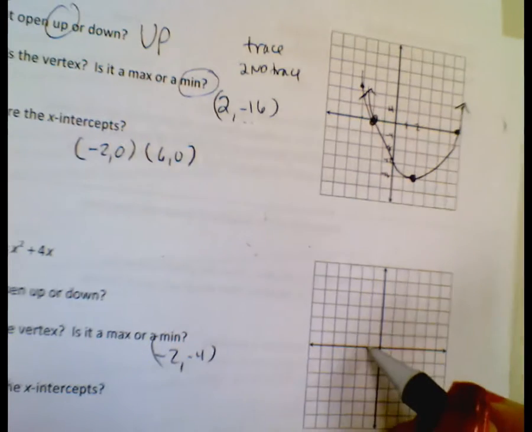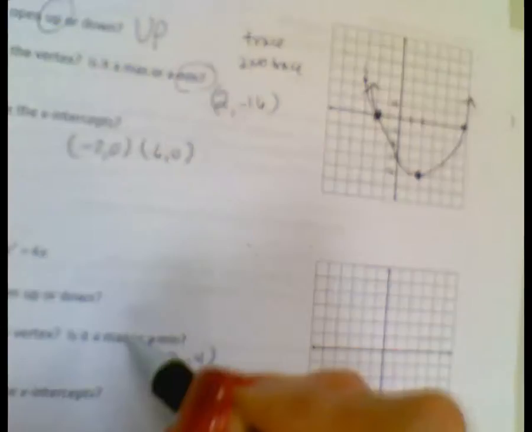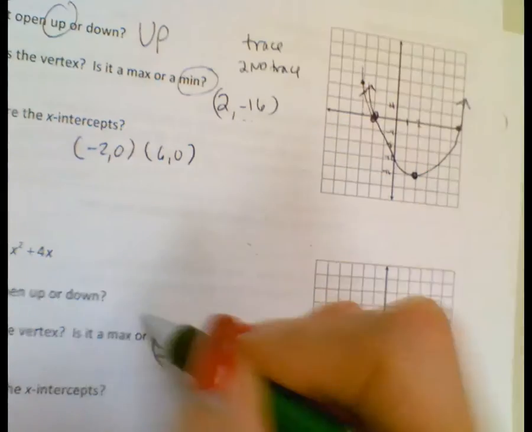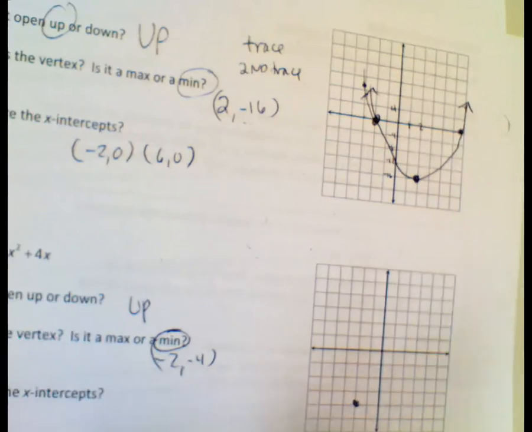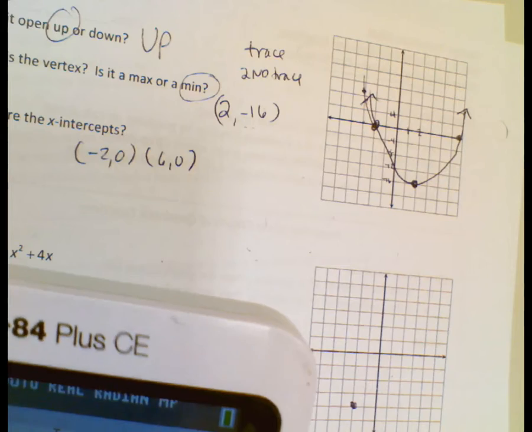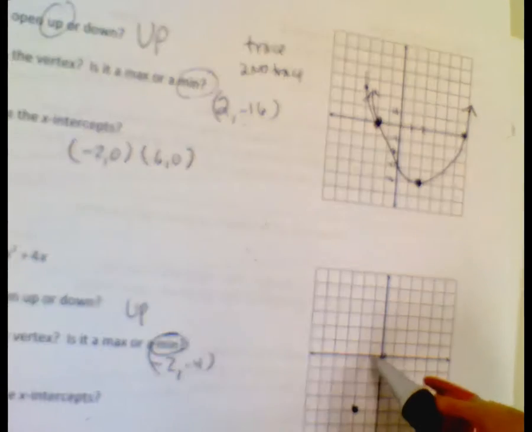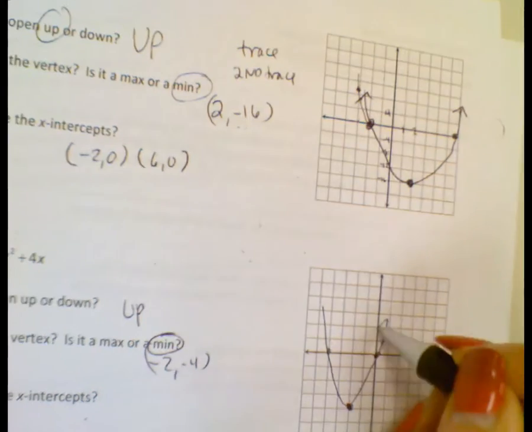And I'm going to graph that. I'm going by ones this time. There's negative 2, negative 4. It is another min, and it does open up again. You can tell that it opens up. It's a min, negative 2, negative 4. Now, what are the x-intercepts? Again, I think I can tell that it's 0 and negative 4. If I was graphing it, I'd be done with my graph.